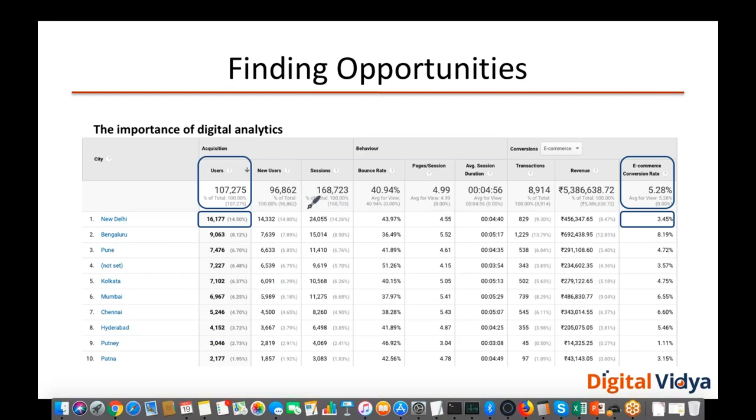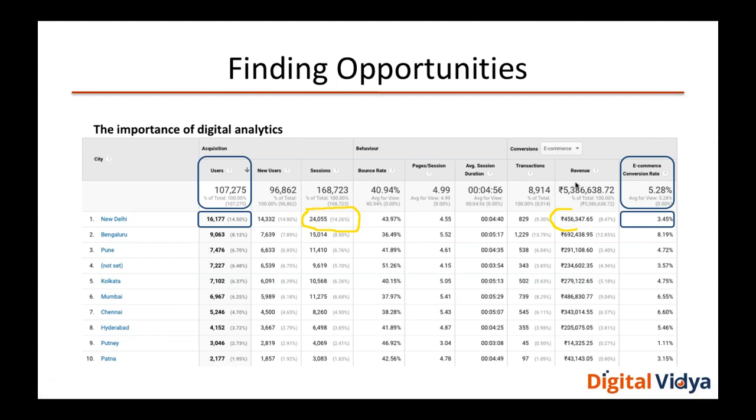Now, check. This is for 24,000 sessions in the selected period of time, and they're converting at 3.45%, and the revenue is 456,000 rupees. Now, Bangalore users are converting at 8.19%, and their revenue is close to 700,000 rupees, or 7 lakh rupees, which is much higher than New Delhi. But you check the number of sessions from Bangalore, 15,000 sessions. As compared to New Delhi, it is very low. We had 24,000 sessions from New Delhi, 15,000 from Bangalore. Even then, the Bangalore users gave you much higher revenue than New Delhi visitors.